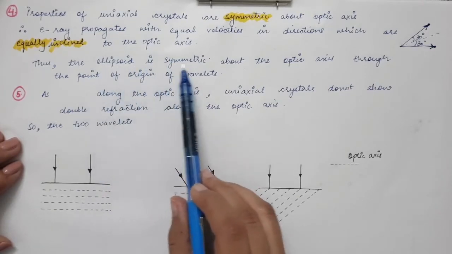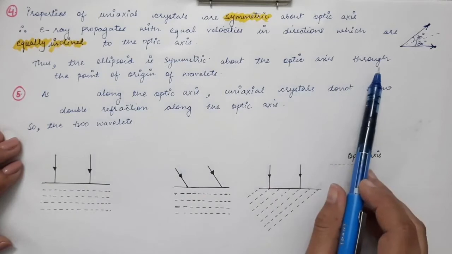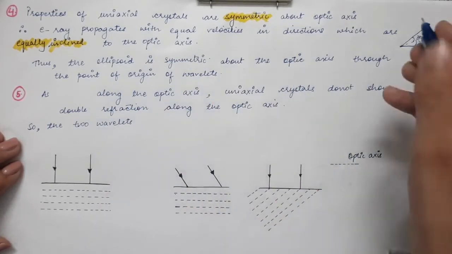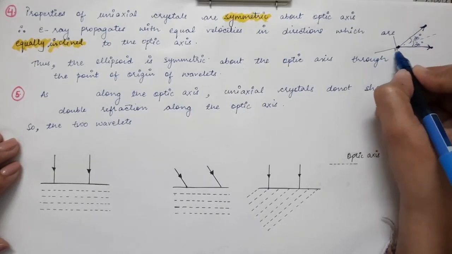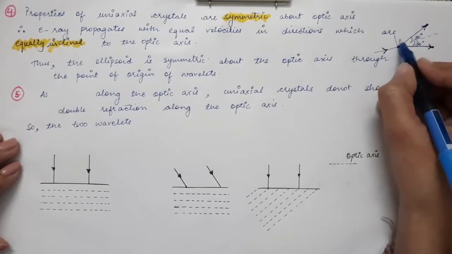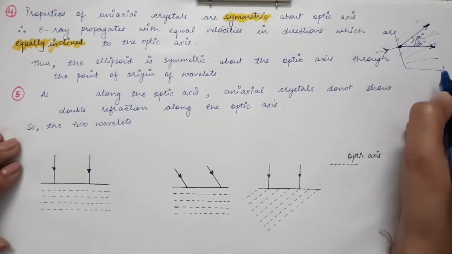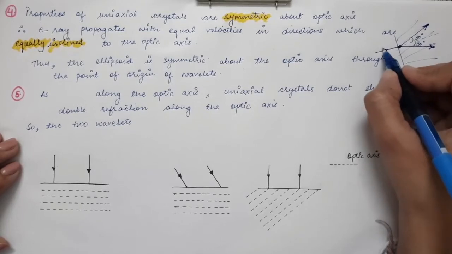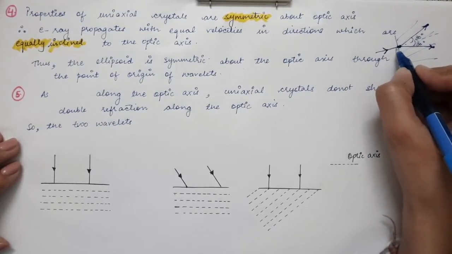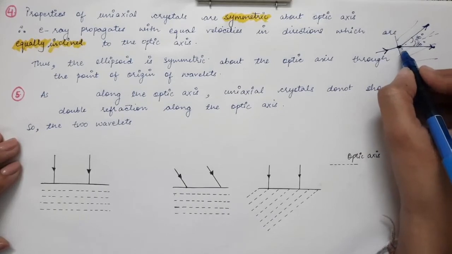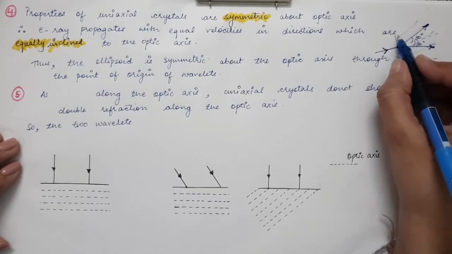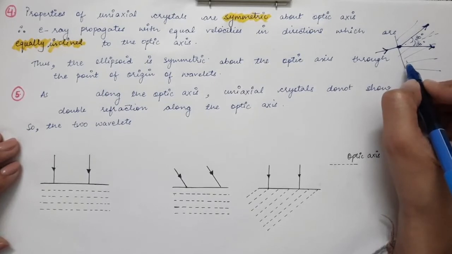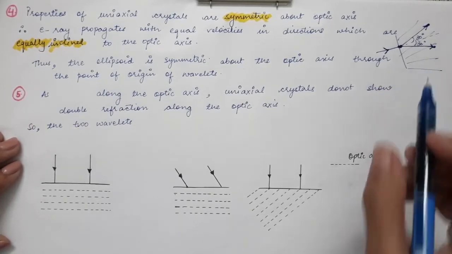So the ellipsoid is symmetrical about the optic axis through the point of origin of wavelets. Let's say this is the crystal surface, the double refracting crystal, and here we have the incident light ray. The point which touches the crystal surface becomes a new source of secondary wavelets. From this point we will have spherical wavelets for the case of the O ray, and ellipsoid wavelets for the case of the E ray.